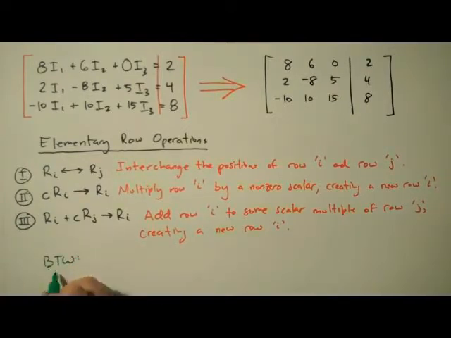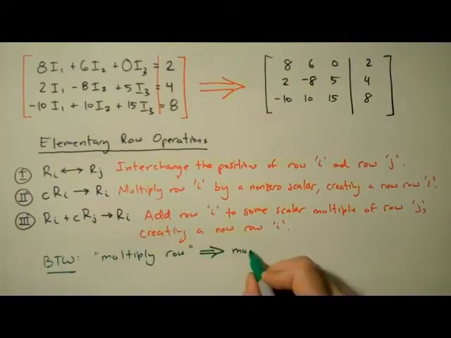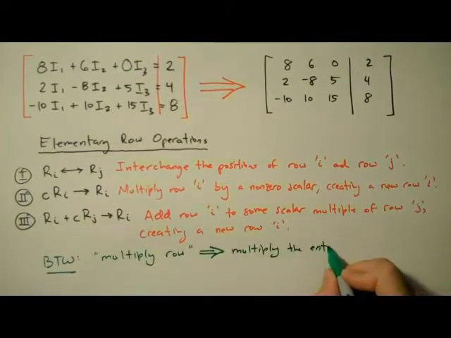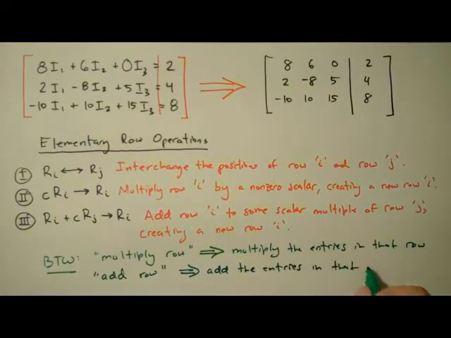By the way, when we say multiply row i by a non-zero scalar, what we really mean to say is multiply each of the entries in row i by that non-zero scalar. Likewise, when we say add row i to row j, what we really mean to say is add each of the entries in row i to each of the corresponding entries in row j.